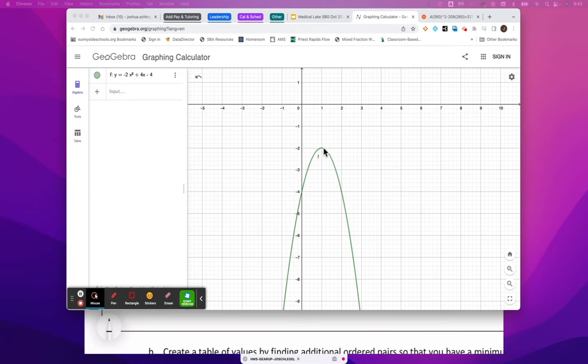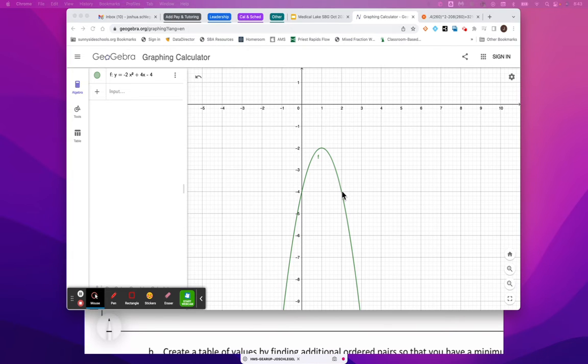Okay, if I graph this one in GeoGebra, our vertex is going to end up right there at the coordinate 1, negative 2. If I go 1 unit to the left back to 0, I would end up at negative 4. And remember, these are symmetrical, so if I go 1 unit to the right, from 1 to 2, I also land at negative 4.